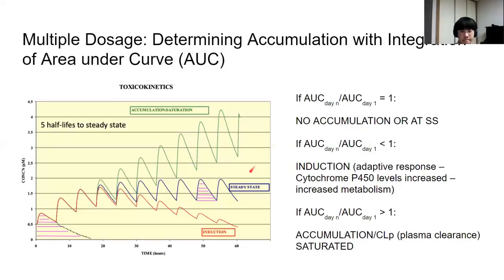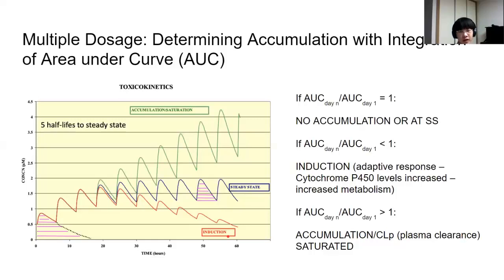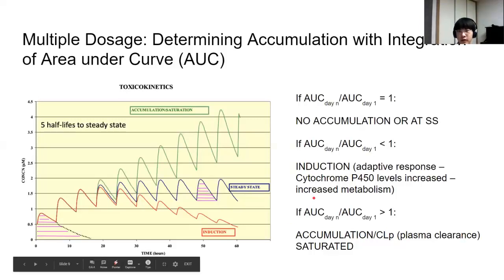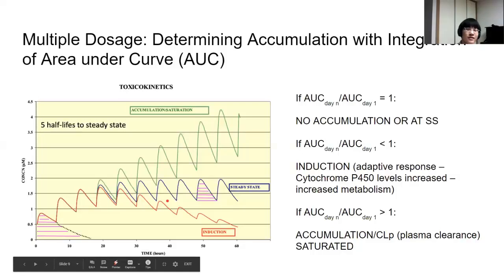But what if the area under the curve is less than 1, which means, as you can see here visually, compared to this, the area is much smaller. So this is also called induction, which is an additive phase where the body is getting used to the drug and just disposes of it more quickly. For example, cytochrome P450 is often used to degrade the drugs, and their levels are increased in the serum of the patients who have an inductive response. It just means increased metabolism, so it's not really a big deal.